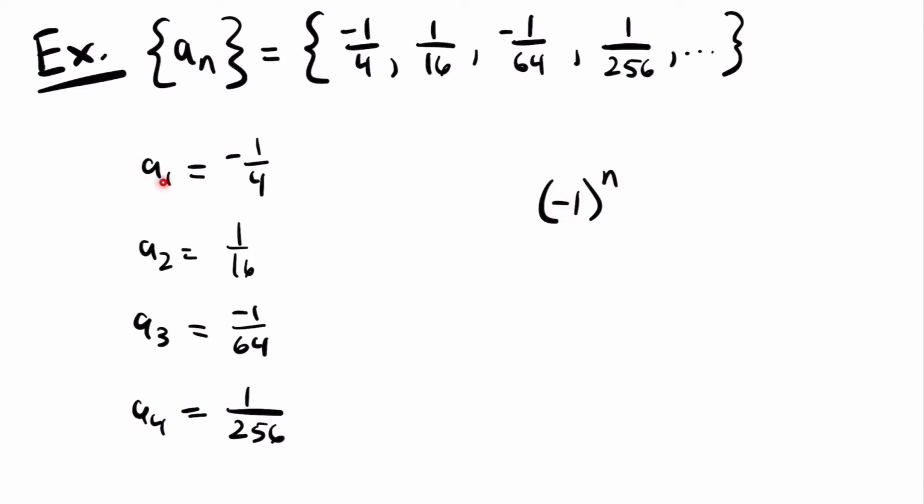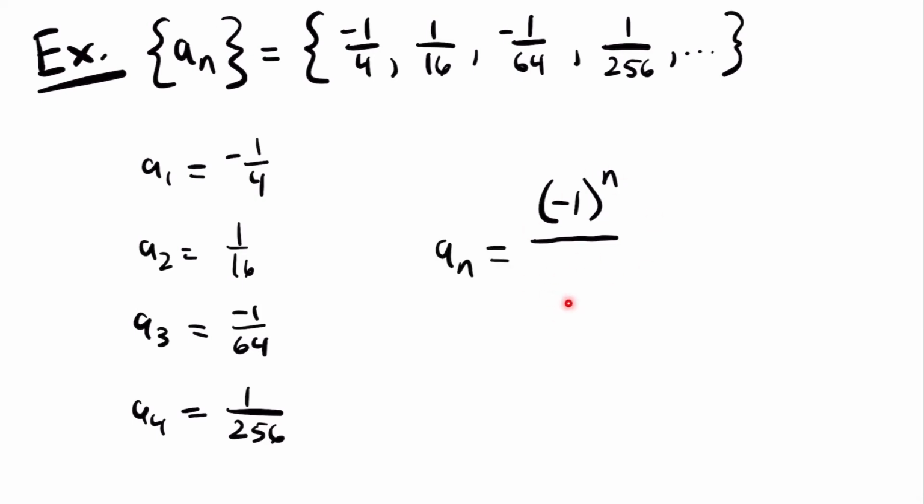And so when n equals 1, we have negative 1, because 1 is an odd number. When n equals 2, we have positive 1, because 2 is even. And then for n equals 3, 3 is odd, so we have negative 1. And then n equals 4, 4 is even, so we have positive 1. So we know that negative 1 to the nth power is in the numerator of our nth term. So we have a sub n will be equal to this expression.